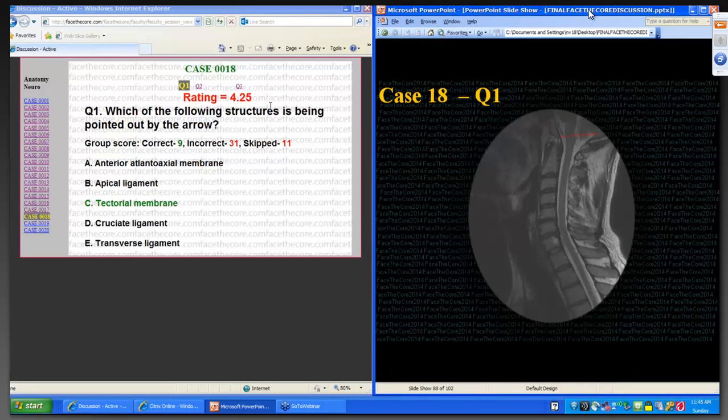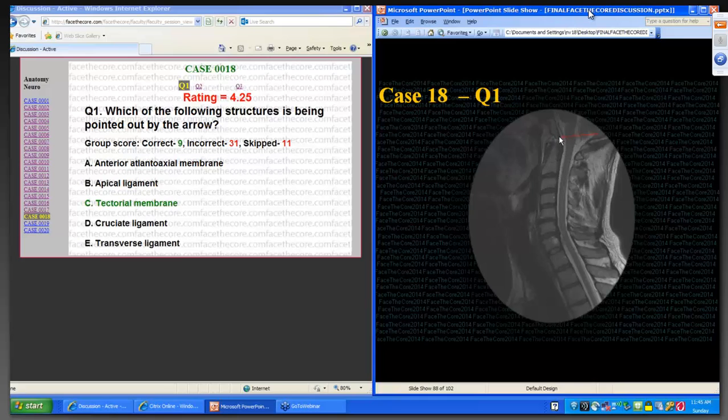Okay, spine anatomy. Which of the following structures is being pointed out by the arrow? Is it the anterior atlantoaxial membrane, the apical ligament, tectorial membrane, cruciate ligament, or transverse ligament? So this is the posterior longitudinal ligament, and contiguous with that, as it extends on basically the posterior margin of the clivus, is going to be the tectorial membrane. And you can actually see here this little thin ligament is the apical ligament.